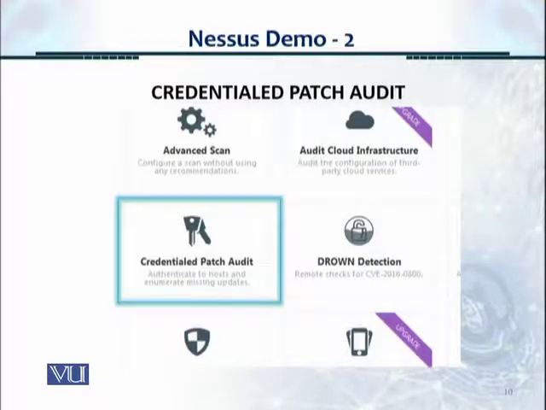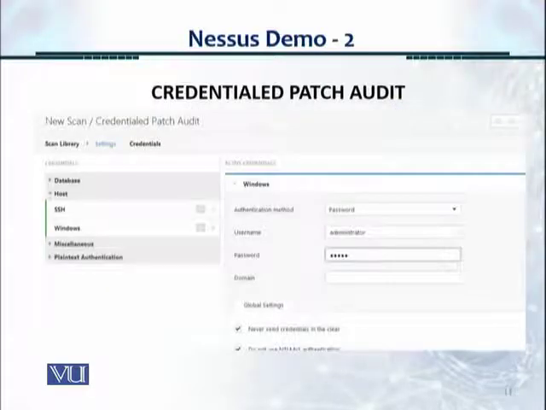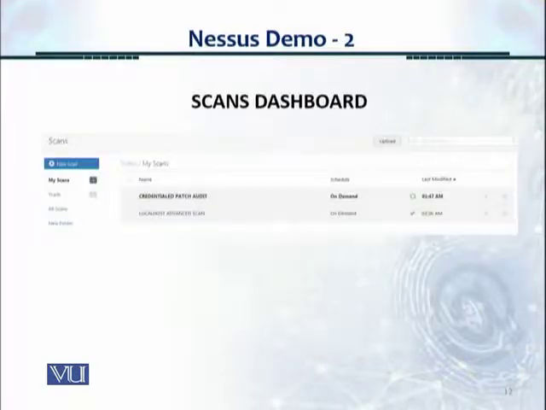And here's another scan on the new scan window called Credential Patch Audit. This will ask me for some credentials. It asks me for authentication method, which is password, username. I've entered administrator and a password, and I'm entering credentials here. And when I complete the configuration, it shows the scan on the scan dashboard. And then I can click the credential patch audit, which I've already done here on the screen.